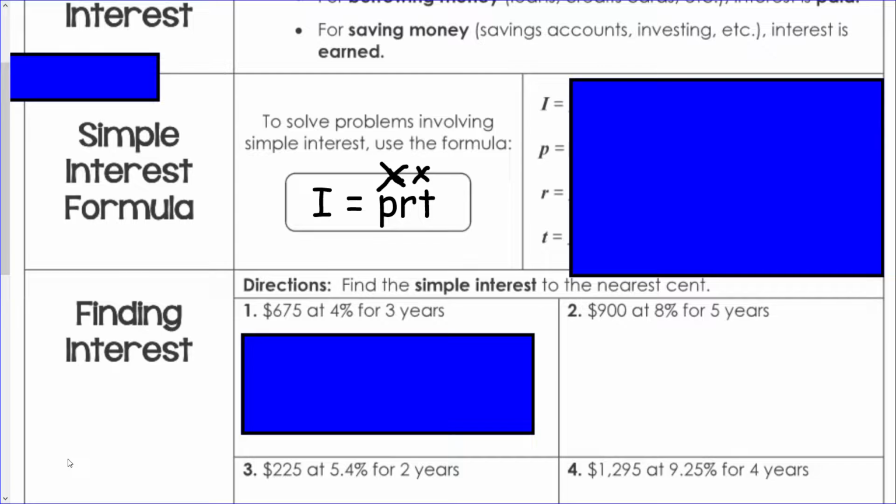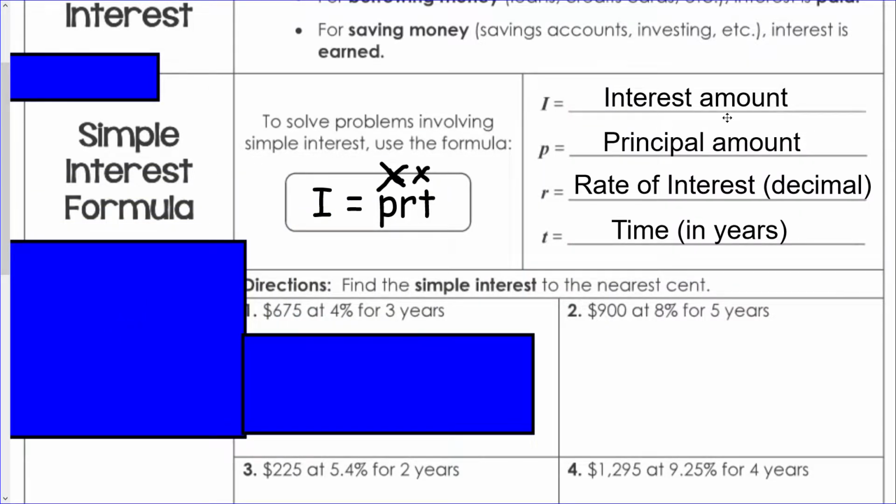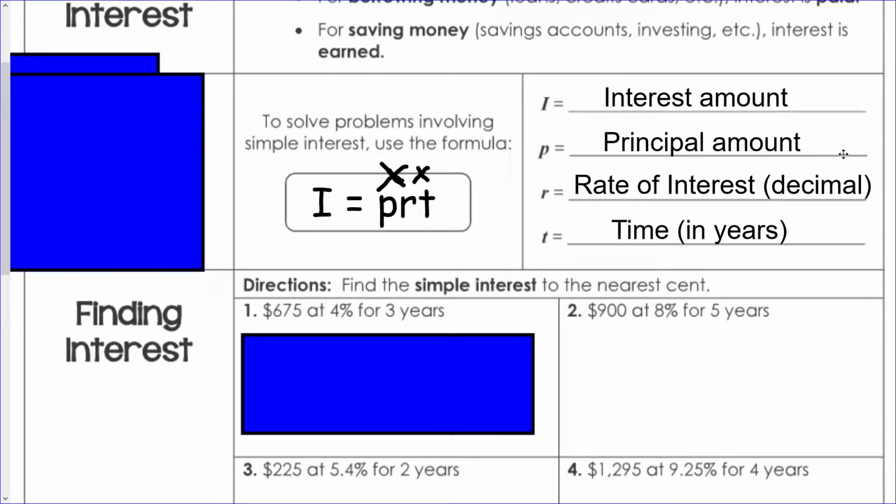Next, we'll mention a little bit about what those terms mean. The I is the interest amount, and that's basically what you're finding out. So you're finding out how much interest is paid or earned. And P is the principal amount, which just means what you started with, or the amount that you have paid in that you are earning interest on. It's sometimes called the starting amount.